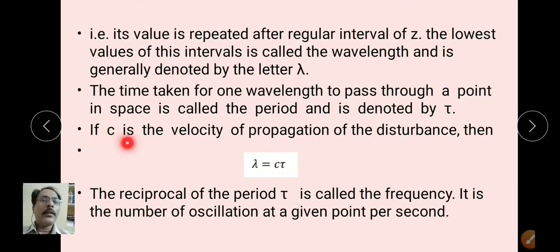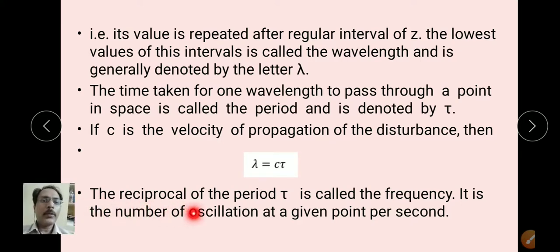c is the velocity of propagation of the disturbance. If you consider c as the velocity of light, then the equation for propagation of the disturbance is lambda is equal to c into tau. Where lambda is the wavelength, c is the velocity of light, and tau is the time period over which the light is propagated.